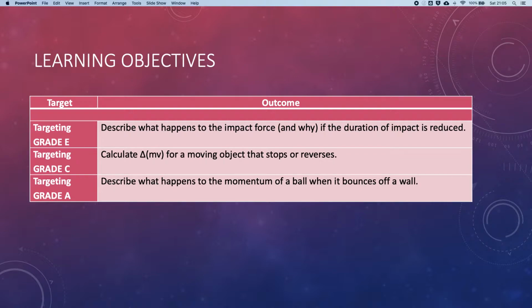Learning objectives. We want to describe what happens to the impact force and why if the duration of the impact is reduced. We want to calculate delta mv for a moving object that stops or reverses, and describe what happens to the momentum of a ball when it bounces off a wall.